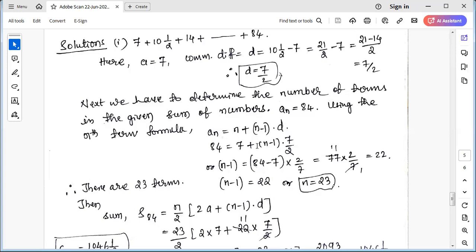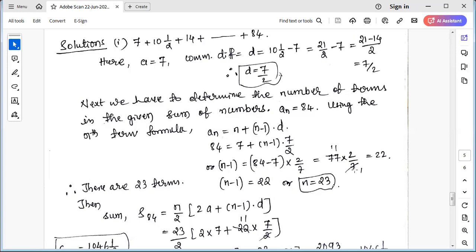A is equal to 7, plus n minus 1 into D, which is 7 by 2. So we have to simplify for this n minus 1. We take this 7 to this side, and it becomes n minus 1 is equal to 84 minus 7 into 7 by 2. When it goes to the RHS, it becomes 2 by 7, it gets inverted. And 84 minus 7 is 77 into 2 by 7.